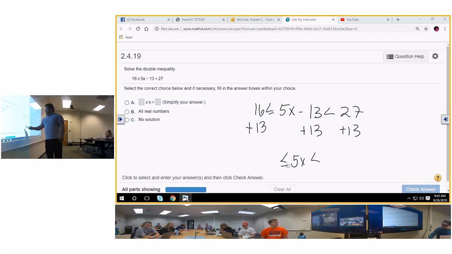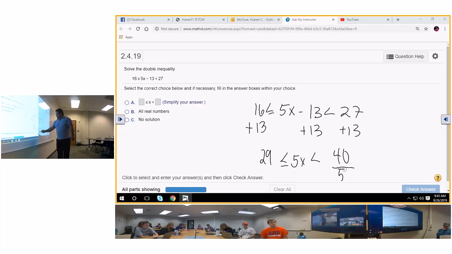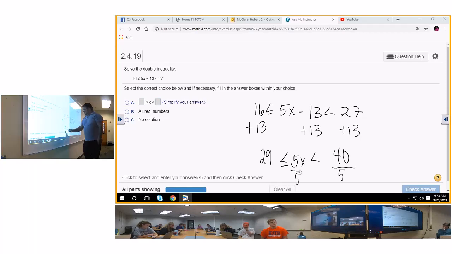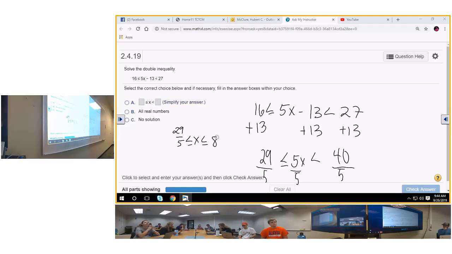16 plus 13 is 29, and 27 plus 13 is 40. Divide by 5. Divide by 5. Divide by 5. And we get 29 fifths less than or equal to x less than or equal to 8. That should be your answer.